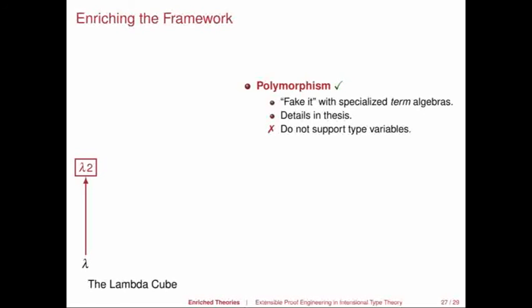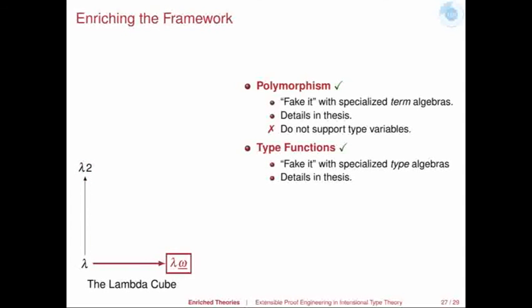It's kind of a terrible explanation. Turns out that it works out very well. We could handle all the problems that come up in program verification using this polymorphism technique. Details are in my thesis. We can also do type functions. These are things like list. List is a type function because we have lists of nats and we have lists of strings and things like that. So these are type functions. Turns out we can fake them as well using specialized type algebras. The details are once again in my thesis.